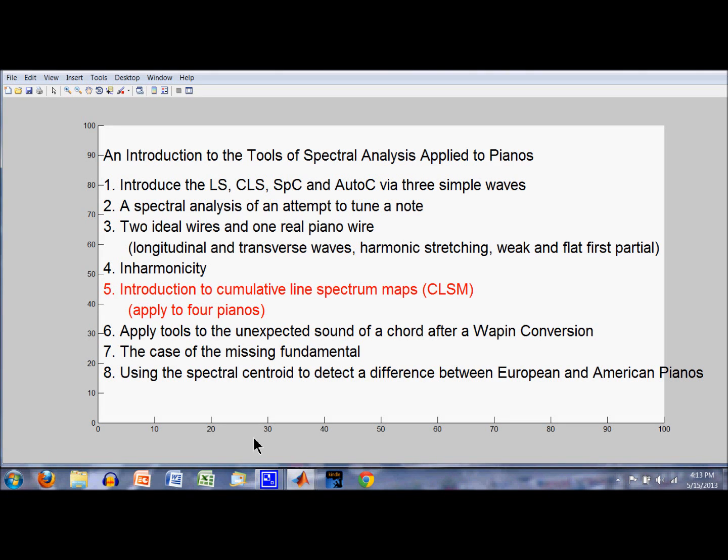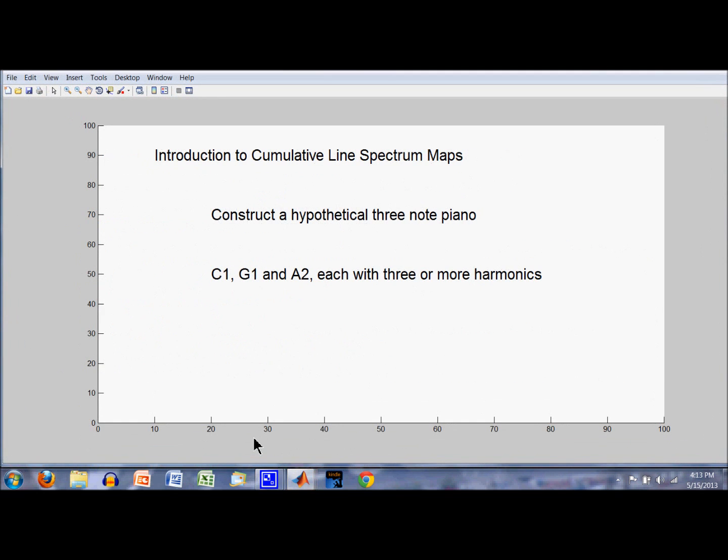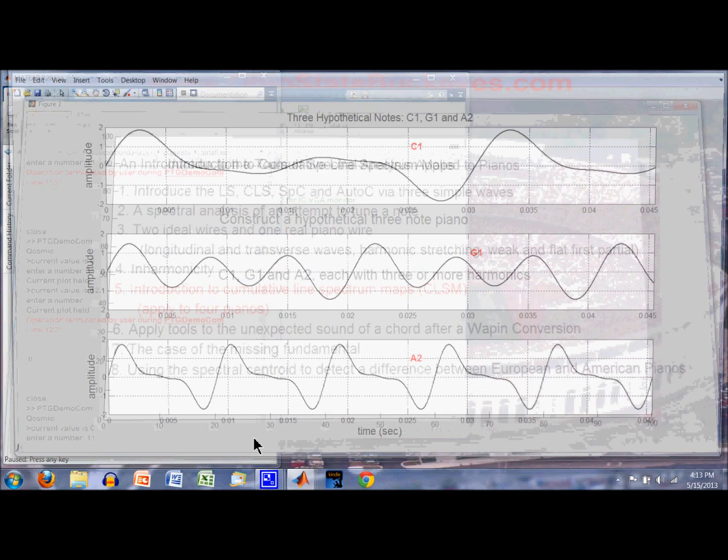Okay, let's start part 5 where we try to introduce the cumulative line spectrum map. And then we're going to apply it to several pianos. To get started, let's take a look at a hypothetical 3-note piano: C1, G1, and A2. Each has 3 or more harmonics.